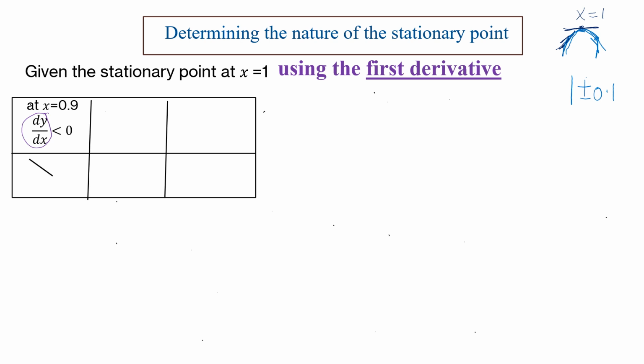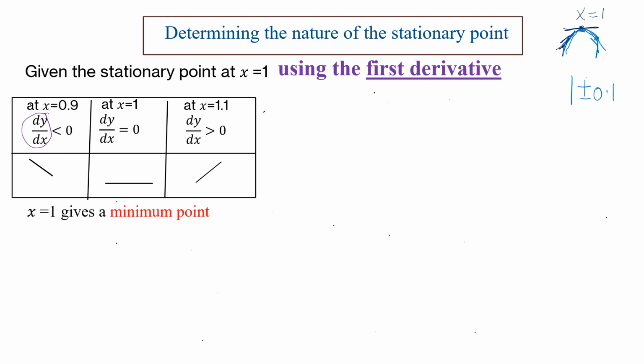And of course, x equals 1 will give us our gradient equals 0, that's the horizontal line. And then we're going to take 1 plus 0.1. If you substitute into your gradient function and you get a positive value, this is how your tangent line will look. And if you join all these three tangent lines, you will form a minimum point. So this is how you use the first derivative to determine whether the point is a minimum or a maximum. Let's look at how the maximum looks.